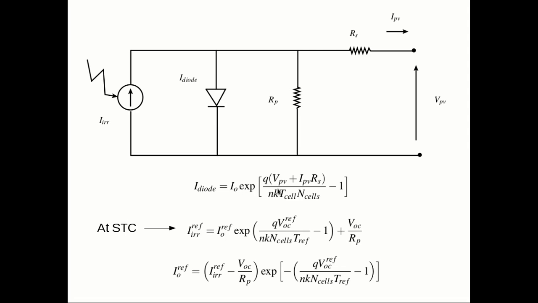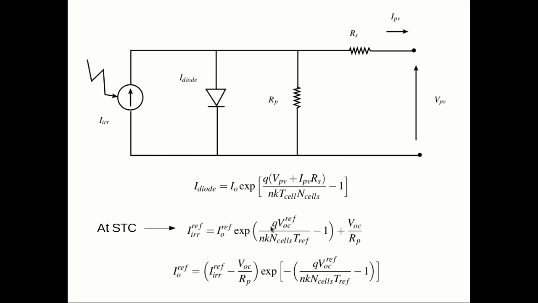The diode current is equal to this value, I naught into, as I said before, the solid state physics equation. At STC, to be precise, we can even take this RP into account, and we say that this equation is basically I naught ref. We are replacing I naught here by I naught ref. A large part of it flows through the diode, a small part of it flows through the parallel resistance. I naught is replaced by I naught ref for STC, VOC, because there is no current, IPV is 0, and since it is STC, VPV is equal to VOC.